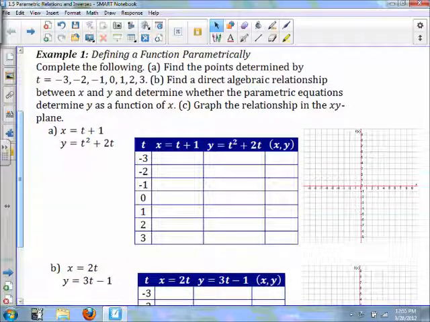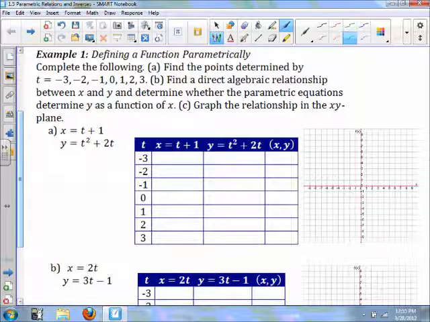Find a direct algebraic relationship between x and y, and determine whether the parametric equations determine y as a function of x. Then graph the relationship in the xy plane. So what we're going to do here, to find x, we're going to put it into x equals t plus 1.